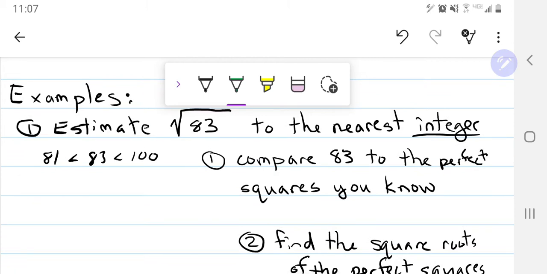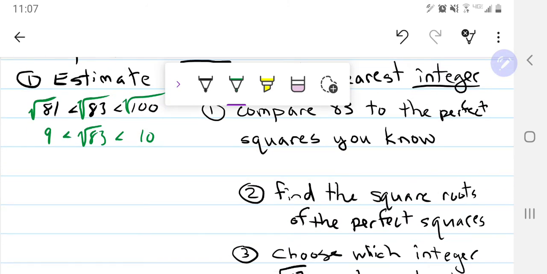And now I'm just going to think through, if I square root all of those, I get 9 and 10. So my answer to the square root of 83 has to be somewhere in between those. So that's how the book shows it. That's one way to show the work. Using the tool can obviously be helpful.